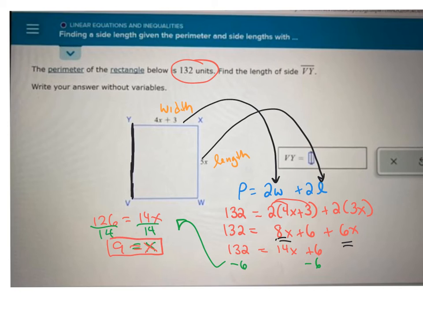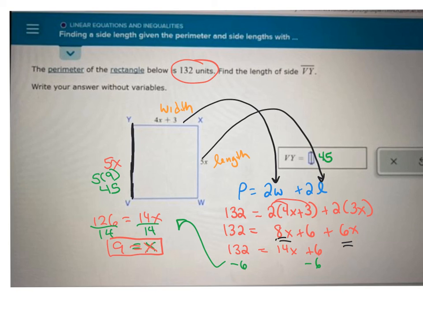Now again, that's not the answer to the problem. We want the length of this side I highlighted in black earlier. So that side has to be the same as the side across from it. So this side is, of course, 5x. Well, that doesn't tell us anything if we don't know x, but we do know x. X is 9. So this side is just 5 times 9, so it's 45. So side VY is 45 units long.